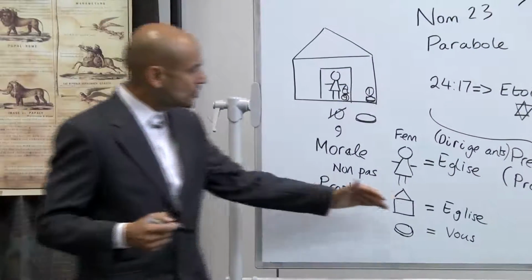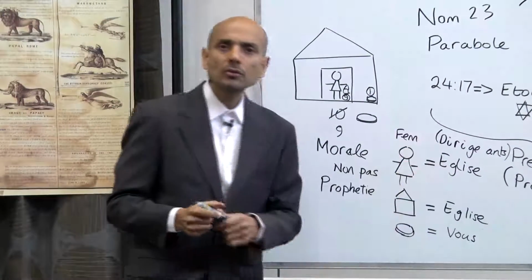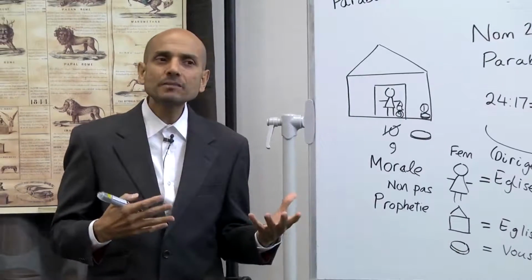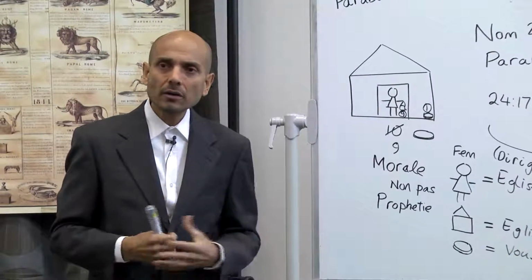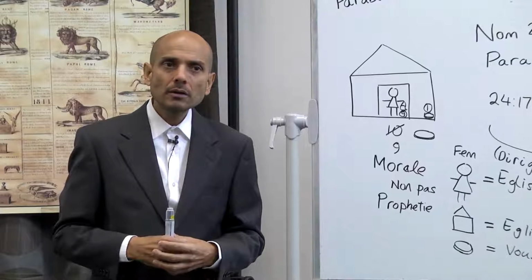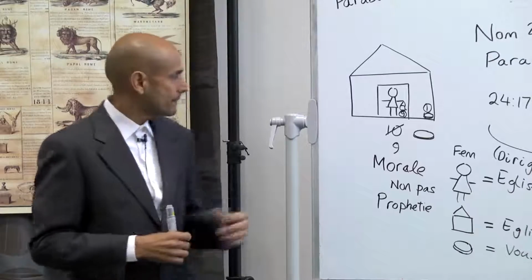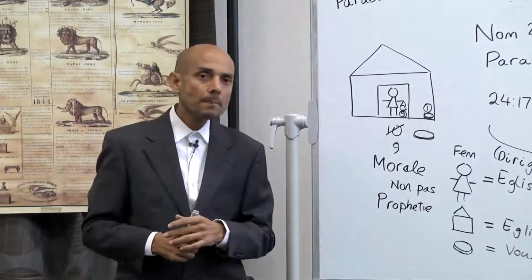So once you begin to decode the symbols, now you can begin to see how this parable is going to work. We'll do one more. There are 10 coins.